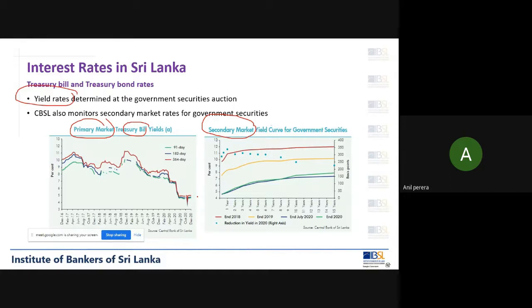So it's really difficult to have a consistent series. You can't draw a chart for primary market treasury bonds, but for bills we can do it like this. If you look at the 91 day, 180 day, and 364 day interest rates based on this auction data, on the right hand side we have the secondary market yield curve. I hope you remember we talked about the yield curve.